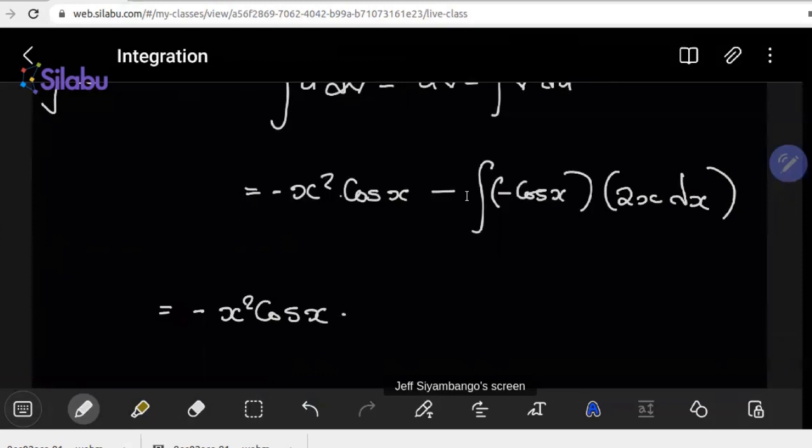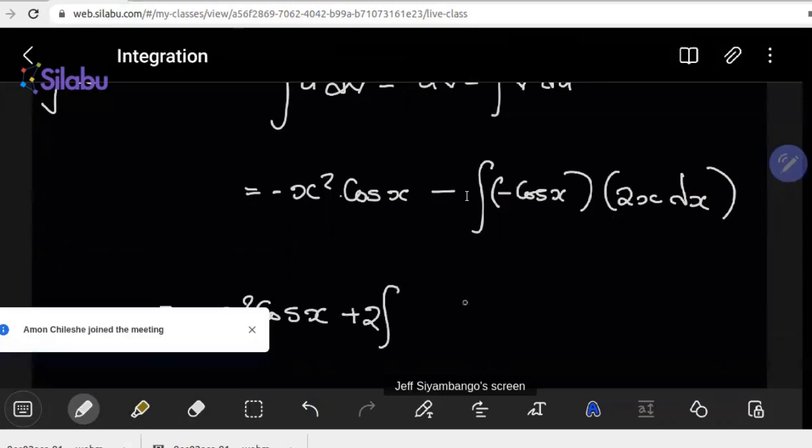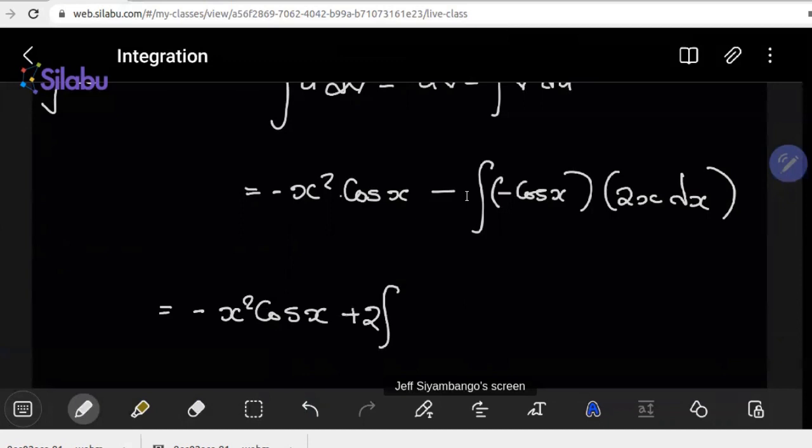The minus and the minus here will give us a positive. Then we have the integral. The 2 here is a constant. I can pull it out. Comes here. So that now what we're looking at is 2x. The 2, I've already written the 2. We're now looking at x. Then we have cos x here dx.